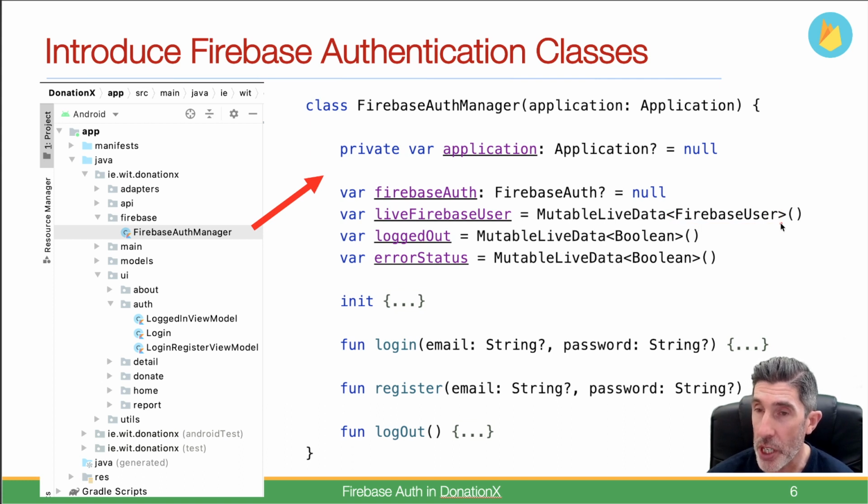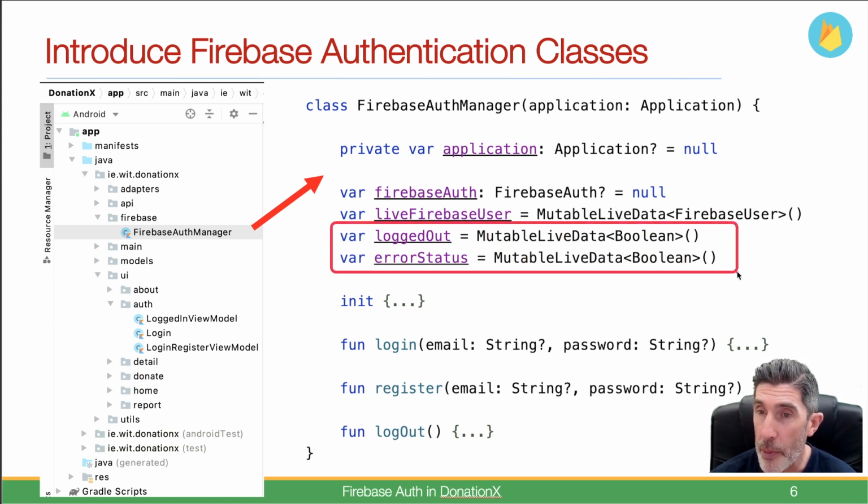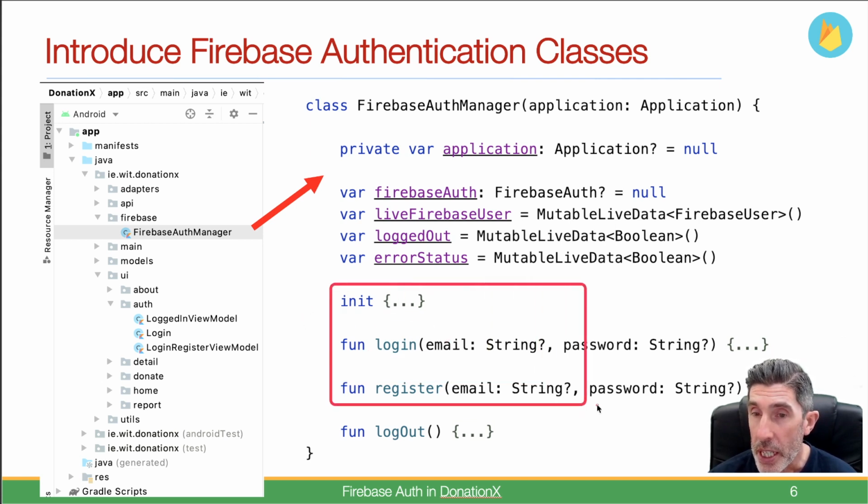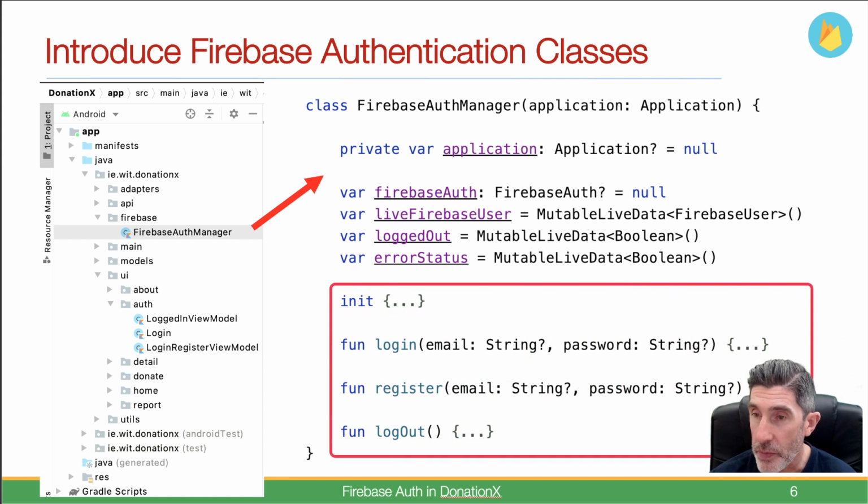So you need to make sure that you have the dependencies and have it all set up, or you'll get errors within your project because this type won't exist. We're also going to keep track of a logged out and an error status. Again, mutable live data, but just simple booleans that we will turn on and off, true or false, as to whether or not the user's logged in or logged out. Within this class itself, there are four other functions.